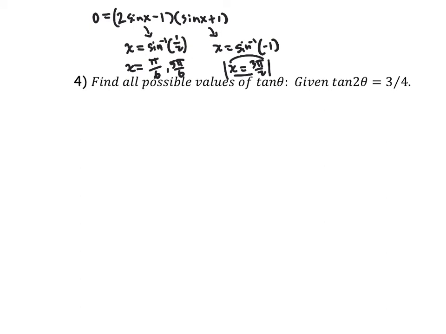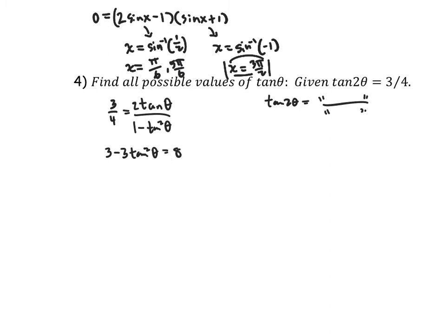It says find all possible values of tan theta given that tan 2 theta equals 3/4. So if tan 2 theta equals 3/4, let's use the identity for tan 2 theta, which is 2 tan theta over 1 minus tan squared theta. So we're using the identity that tan 2 theta equals what I just wrote. I'm going to set that equal to 3/4 since I'm given that. I'm going to cross multiply. That gives me 3 minus 3 tan squared theta is equal to 8 tan theta.